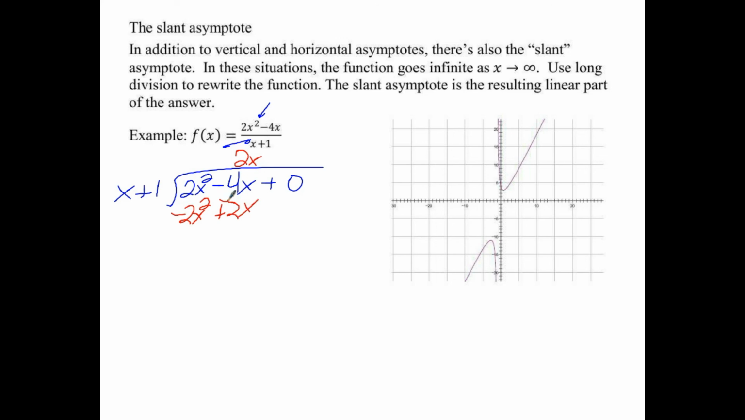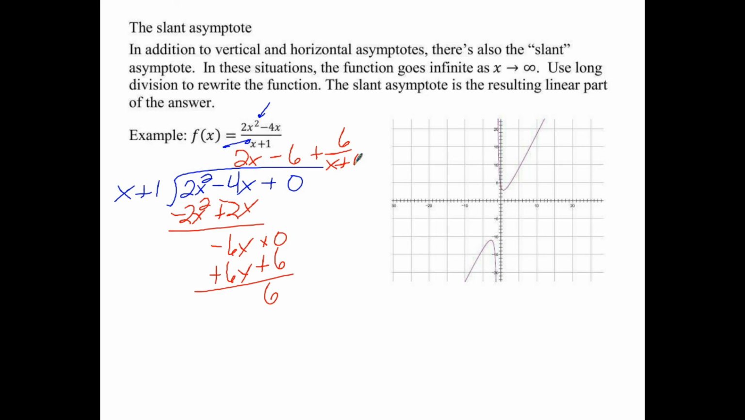Change the signs so that you can add. 2x squared minus 2x squared is gone. And then you add here, and you have negative 6x. Bring that term down, plus 0. And then do it again. x times what is negative 6x? So negative 6. Distribute: negative 6x, and then negative 6 times positive 1 is negative 6. Change all your signs and add, and you have 6. That 6 is a remainder, so you write plus 6 over x plus 1.